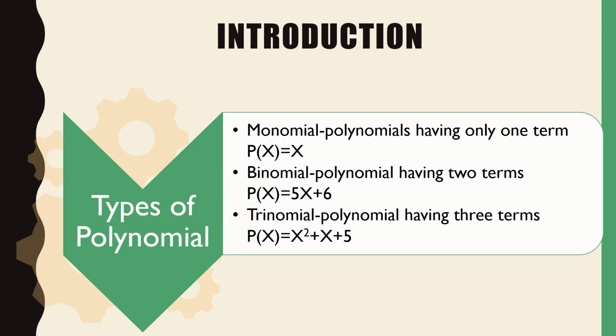You can classify polynomials into basically 3 types. Monomial, this is a polynomial having one term. For example, p of x is equal to x. A binomial is a polynomial having two terms. For example, p of x is equal to 5x plus 6. A trinomial is a polynomial having three terms. Example, p of x is equal to x square plus x plus 5.